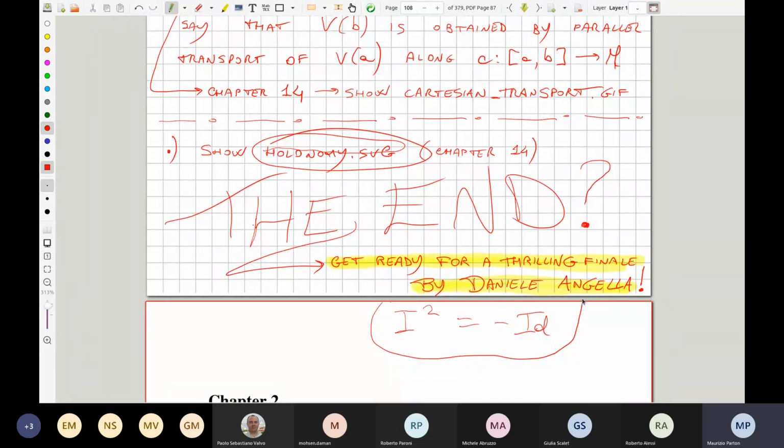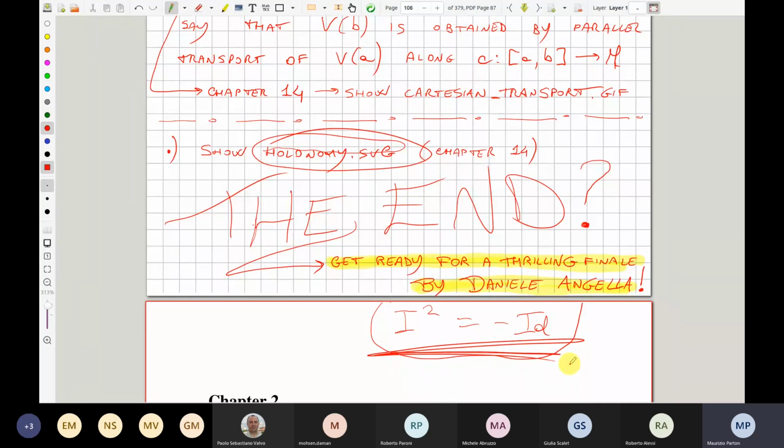A manifold with an endomorphism of the tangent space satisfying this trivial property, I mean, just I squared equal to minus the identity, gives you such a powerful structure on the manifold that you have no idea. It is called the complex structure.